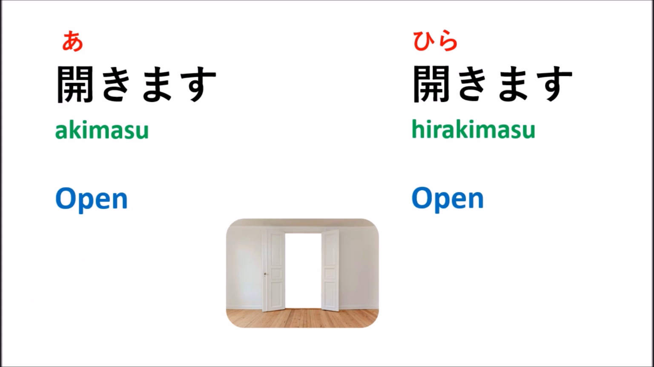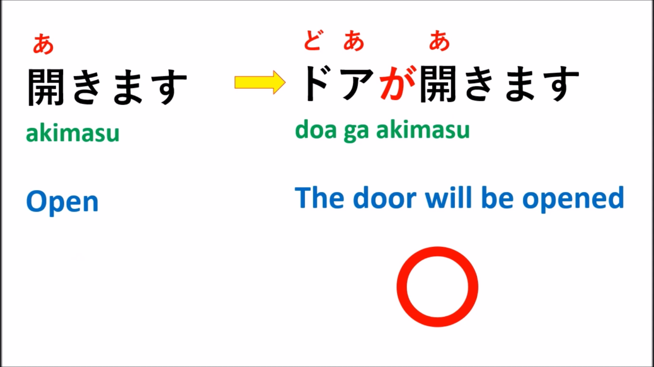The verbs akimasu and hirakimasu have the same meaning: open. For example, open the door, or open the window, or open the book. So what is the difference between akimasu and hirakimasu, and how to use them? First, we are going to see the verb akimasu. The verbs akimasu and hirakimasu use the same kanji in the Japanese language.